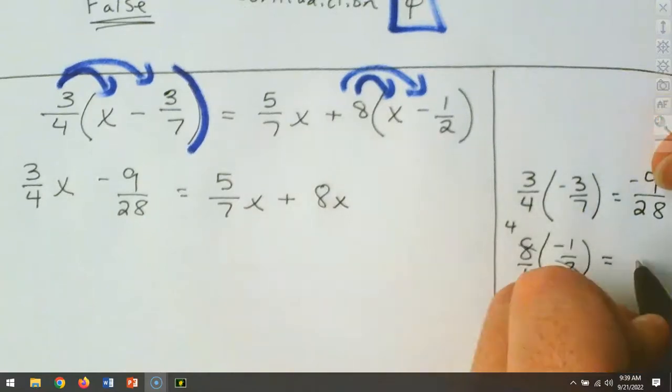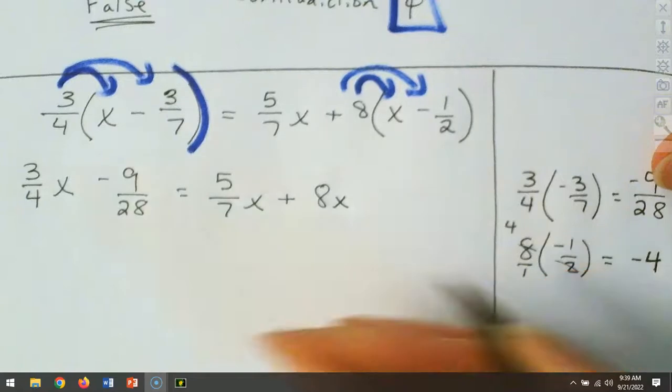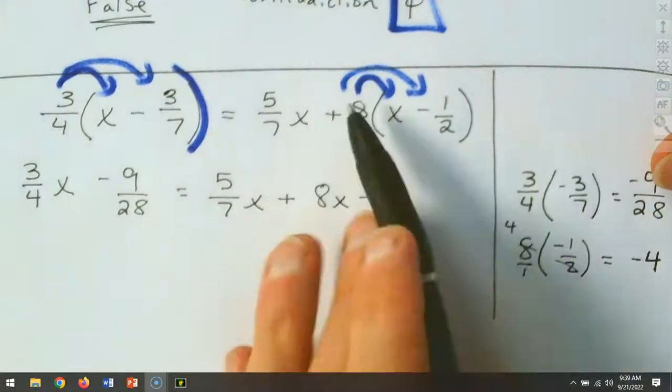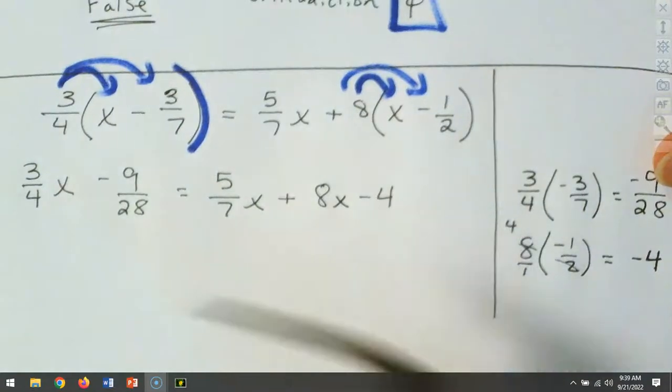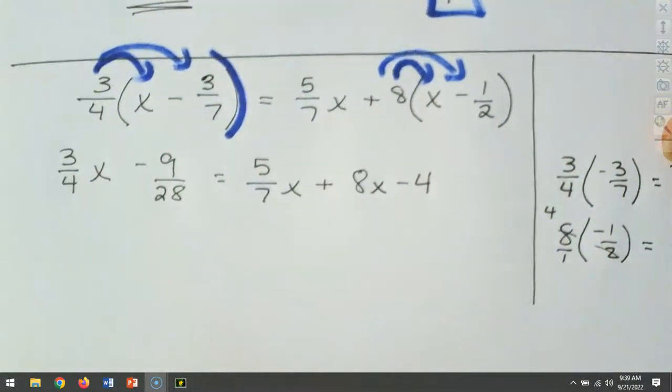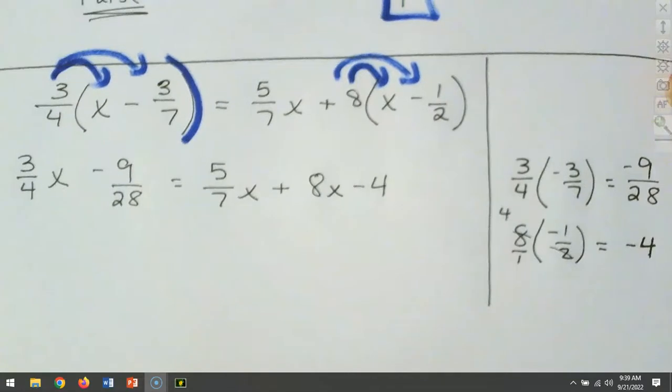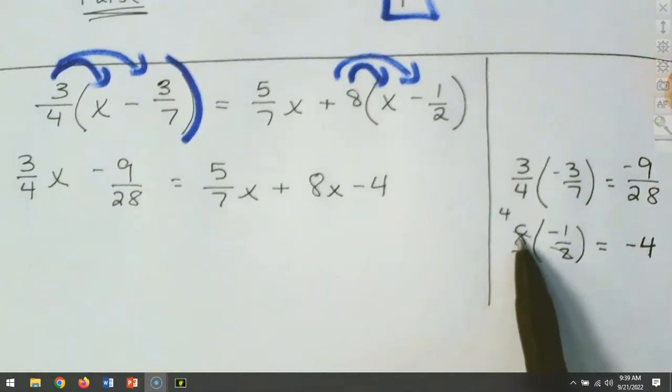So that's going to come out to be a negative what? 4. Because what's half of 8? 4. It's negative, so that's why it came down as a negative 4 there. Okay, we just multiply those together. And anytime you need to, you can always put that as a whole number over 1.